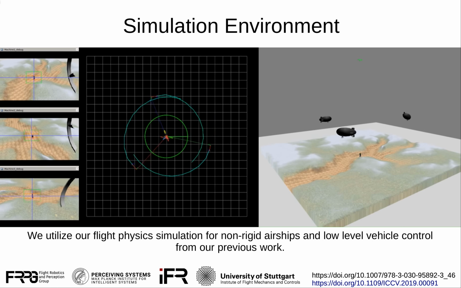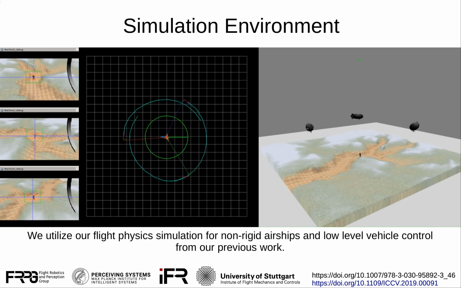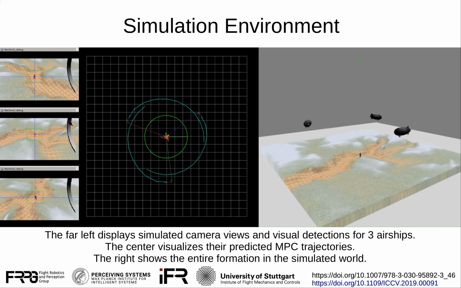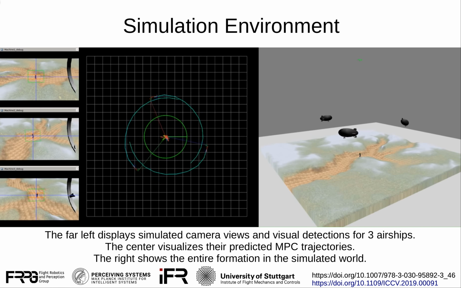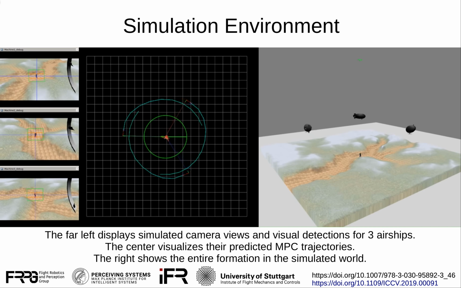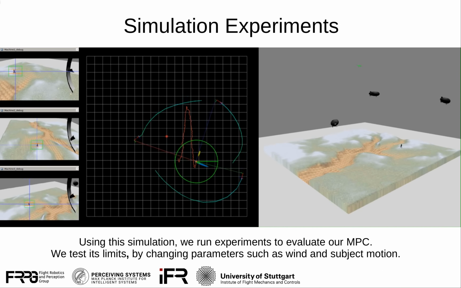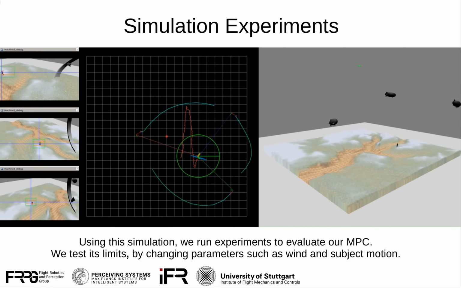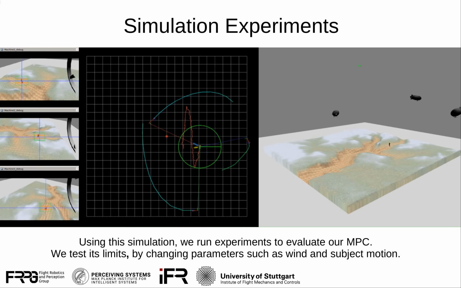We utilize our flight physics simulation for non-rigid airships and low-level vehicle control from our previous work. The far left displays simulated camera views and visual detections for 3 airships. The center visualizes the predicted MPC trajectories. The right shows the entire formation in the simulated world. Using this simulation, we ran experiments to evaluate our MPC. We test its limits by changing parameters such as wind and subject motion.